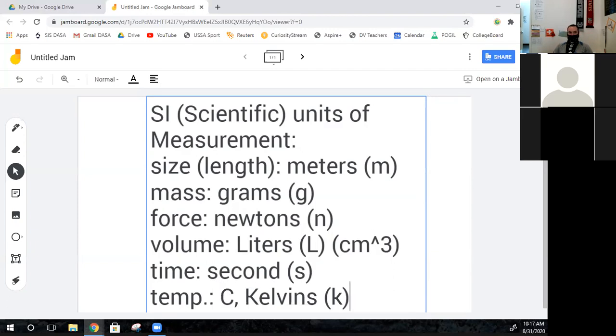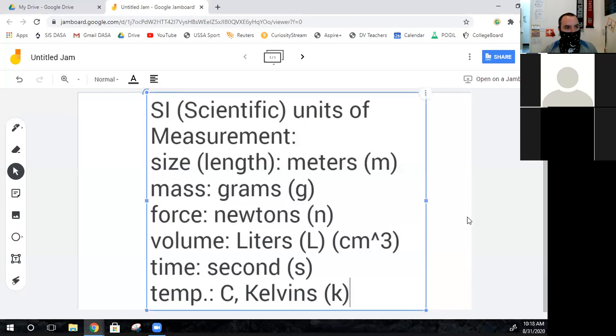Okay, so temperature. We use degrees Celsius, and we also use kelvins. This is actually really nice because degrees Celsius is the same amount of measurement as kelvins. So you can think about it like this, all right? And I'm going to attempt to draw something on this, and it's not going to be pretty, okay? Just to let you know.